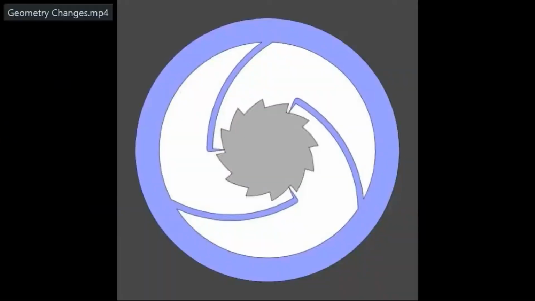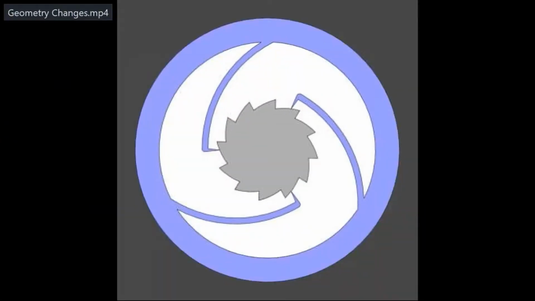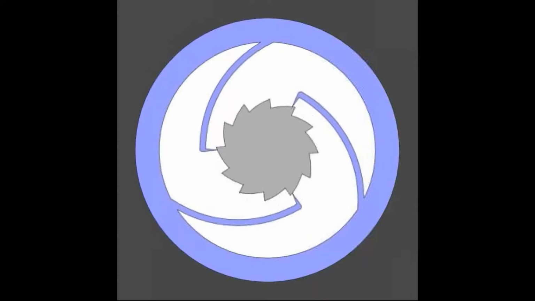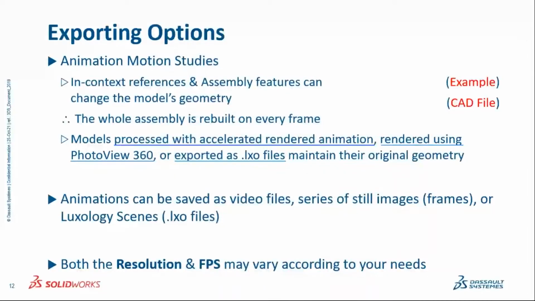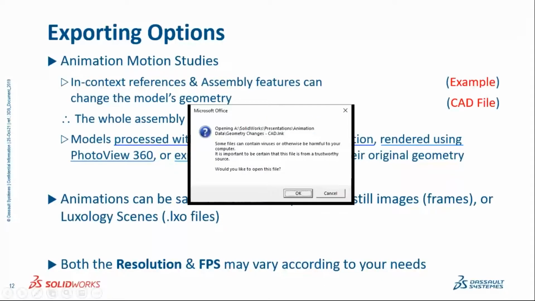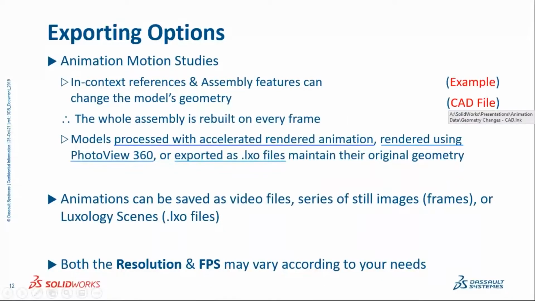So if you look over here, you're going to notice that I've got this part. This is something that looks like a ball and ratchet, but it's like a rotary one, and the model itself is changing. That means that the software has to rebuild the whole assembly on every single frame. So let's just see how I made that in SolidWorks.